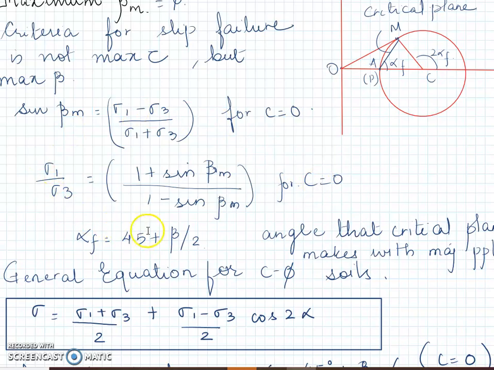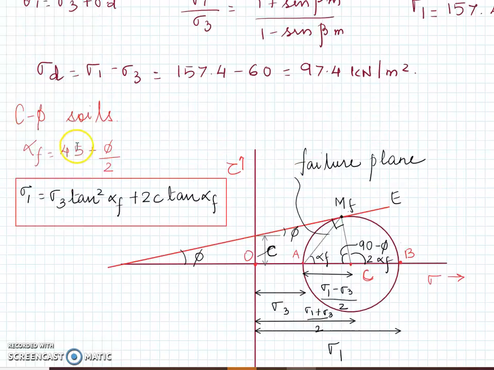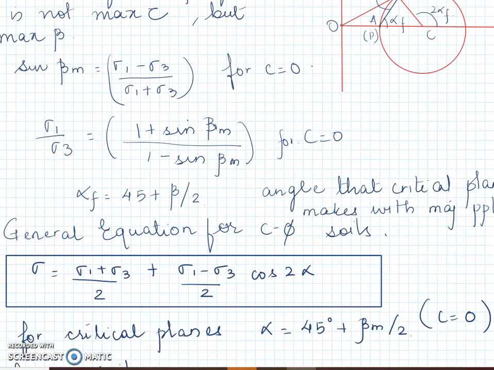So the same parameters that we just now saw, we wrote an equation for C-phi soils in terms of sigma 3, okay, and c, because c is present here, that c will not be present. And for c equal to 0 type of soil, it was in terms of beta, which could further be related to alpha f. So this equation can be a C-phi counterpart of this particular equation.